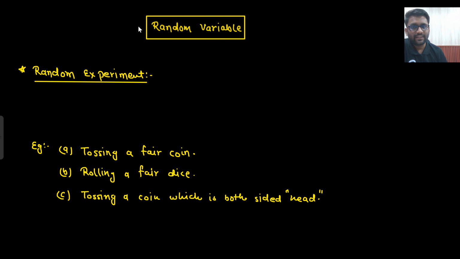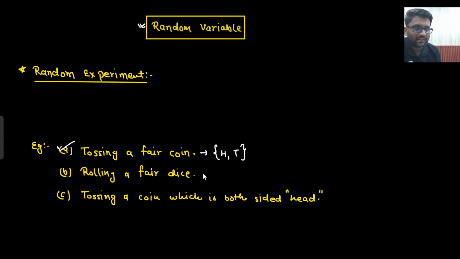So we will see what is random variable, but before that, let's see some basic terms. The first term is random experiment. What do you mean by random experiment? Any experiment which is random. What do you mean by random? Random means you don't know the final result. If I toss a coin, head may come, tail may also come. So when I am tossing a coin, I don't know what result would come. So this is a random experiment.